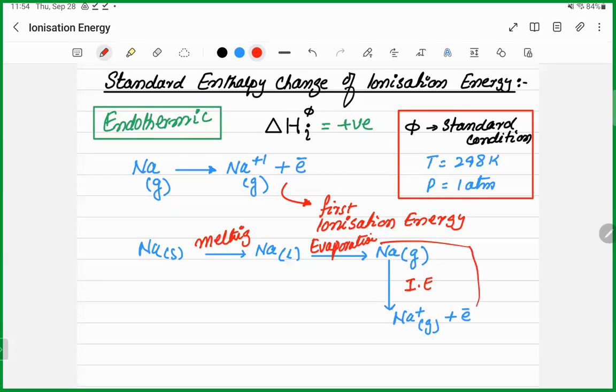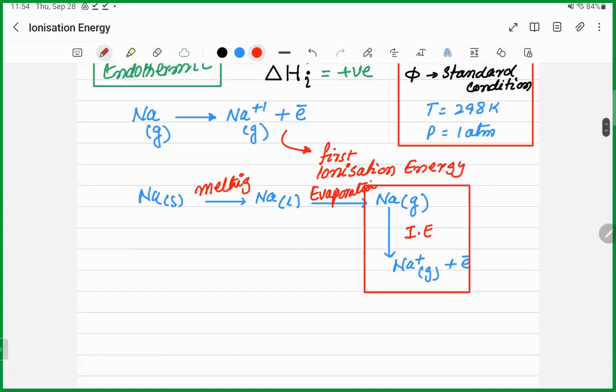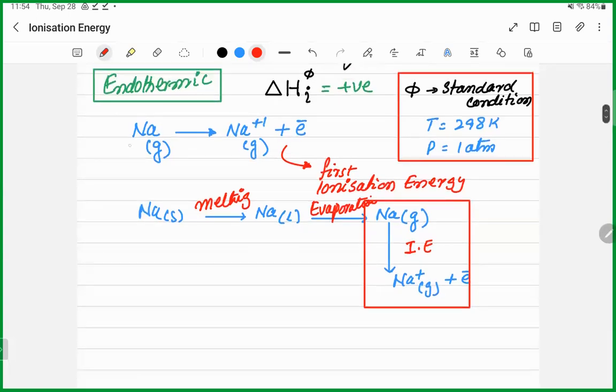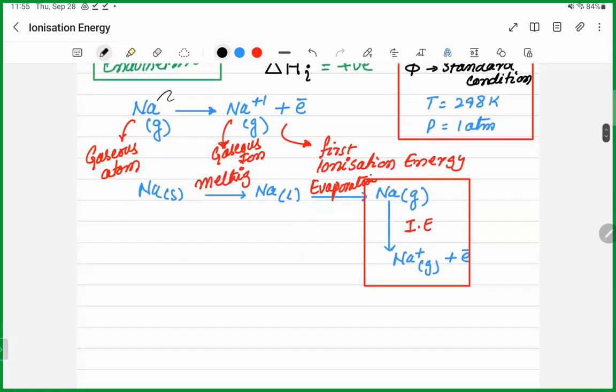So for any equation of ionization energy, whether for a metal like sodium, magnesium, or for any non-metal, on the left-hand side you must have a gaseous atom. On the right-hand side, you must have a gaseous ion. So remember, the physical state in ionization energy is always gas. Clear? So this is the equation for the ionization energy.